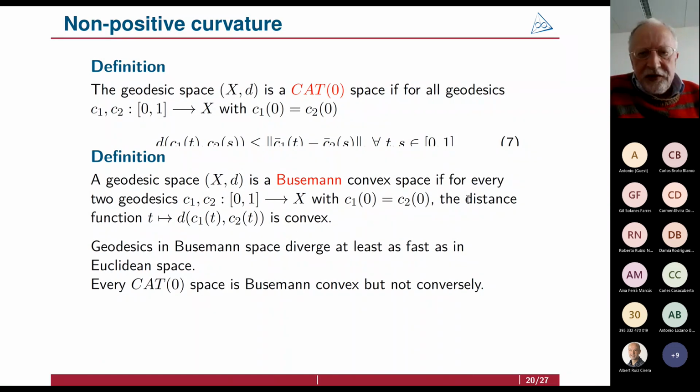There was another important definition by Busemann, developed at about the same time after the Second World War. So a geodesic space (X, d) is a Busemann convex space if for every two geodesics that start at the same point, the distance function on these geodesics is a convex function of the arc length parameter. So that just means that geodesics in Busemann space diverge at least as fast as in Euclidean space. And for example, you all have some good intuition of the geometry of hyperbolic space, and there you see that geodesics diverge exponentially as opposed to linearly in Euclidean space. So clearly they are Busemann non-positively curved. And it turns out that every CAT(0) space, every Alexandrov space of non-positive curvature, also has Busemann non-positive curvature, but the converse doesn't hold. Busemann's condition is more general.